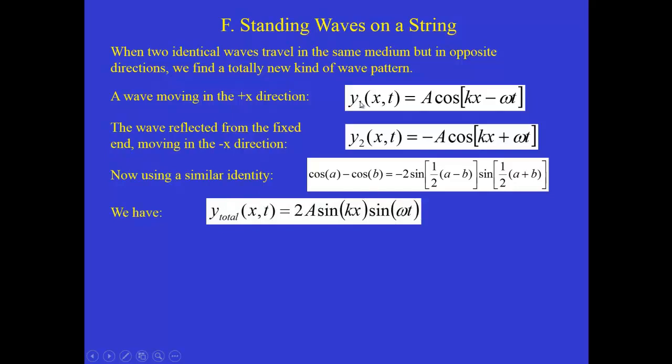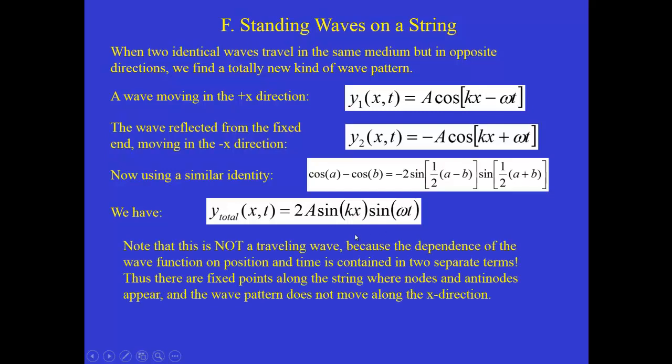So the total wave, which is just the sum of y1 and y2, when we use this identity and simplify, gives us 2a sine kx times sine omega t. And what's very interesting about this resultant function is that the x and the t dependence is no longer in the same argument for a cosine or a sine function. They actually split up. So as a result of that, this is not a traveling wave, because the dependence of the wave on x and t is contained in two separate terms.